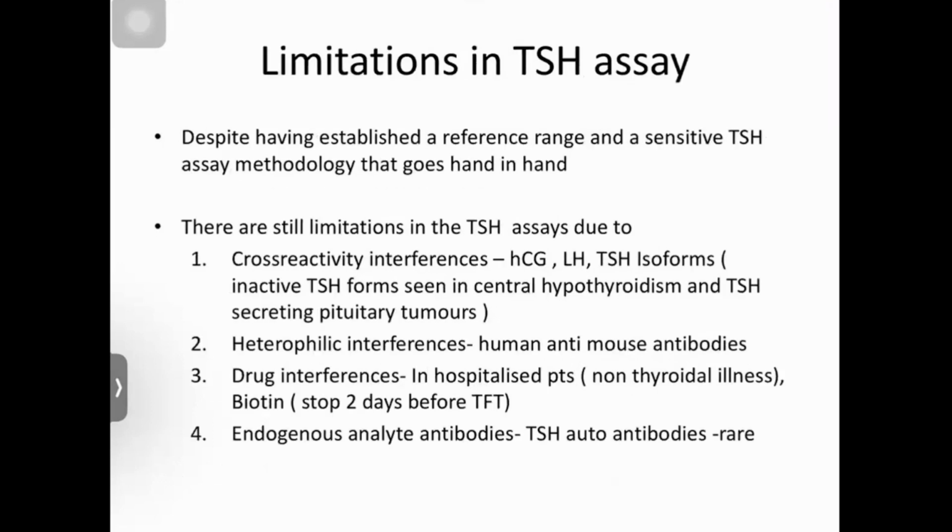Now, despite having a very sensitive TSH assay and despite having an established reference range, there are still limitations in the third generation TSH assays, because there is still cross-reactivity interference from HCG, from LH, and also TSH isoforms. These are actually inactive TSH forms, which can be seen in central hypothyroidism and TSH secreting pituitary tumors. And this interference is what is being tackled in fourth generation TSH assays by having the autoanalyzer calibrating its speed and trying to eliminate and wash it out from the sample.